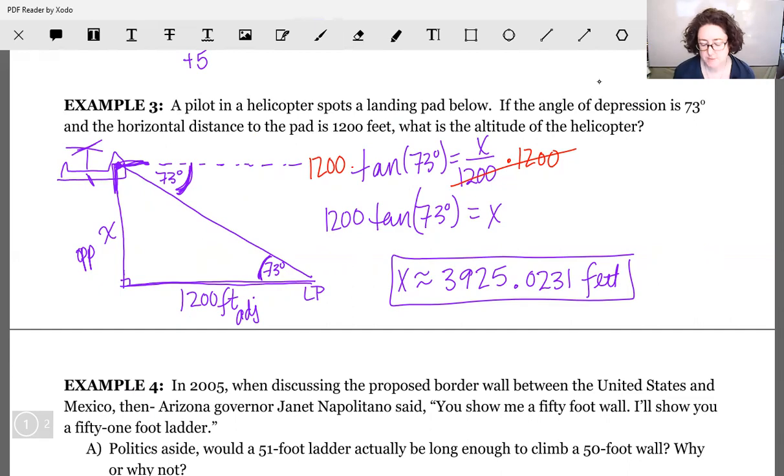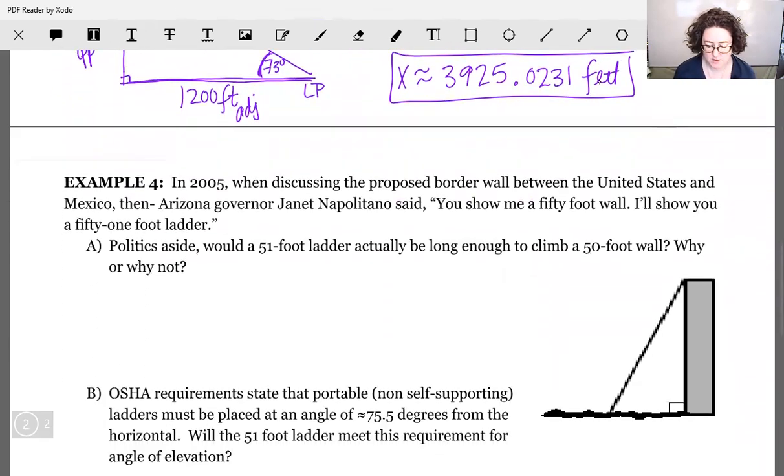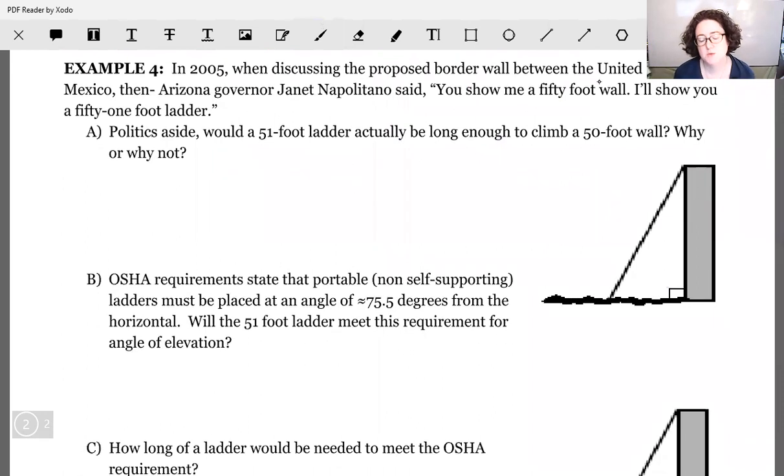Alrighty, a few more examples. Here we go, example number 4. So in 2005, this is an old problem. When discussing the proposed border wall between the United States and Mexico, the Arizona governor, Janet Napolitano, said, you show me a 50-foot wall, I'll show you a 51-foot ladder. So while the scenario is not that great, we can actually think about, well, mechanically, would that make sense? If I have a 50-foot ladder, or 51-foot ladder, is that going to be enough to get to the top of a 50-foot wall? So do you think that's going to be enough?